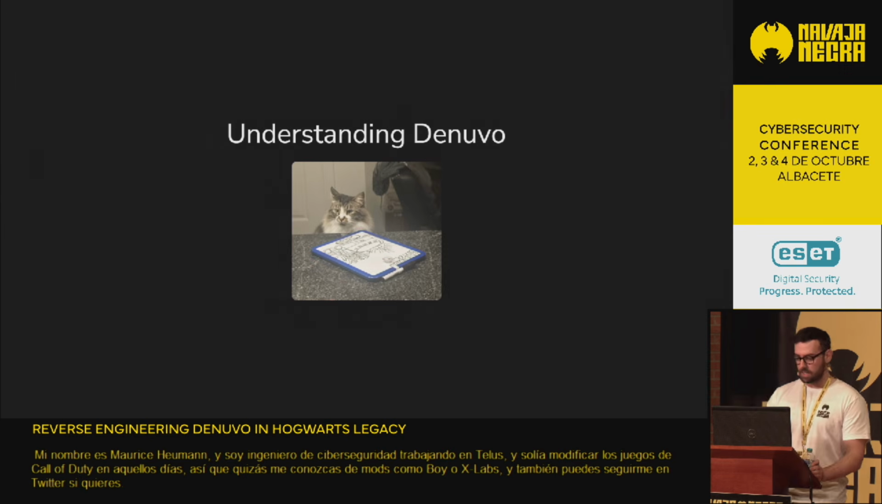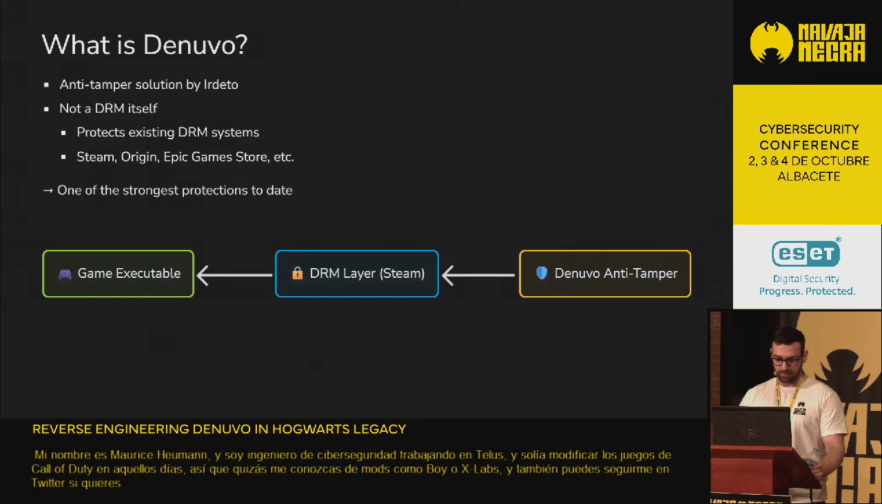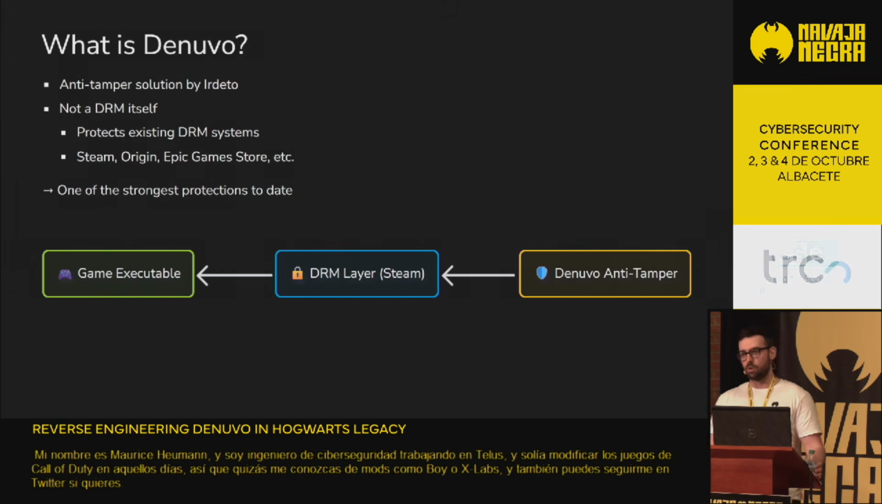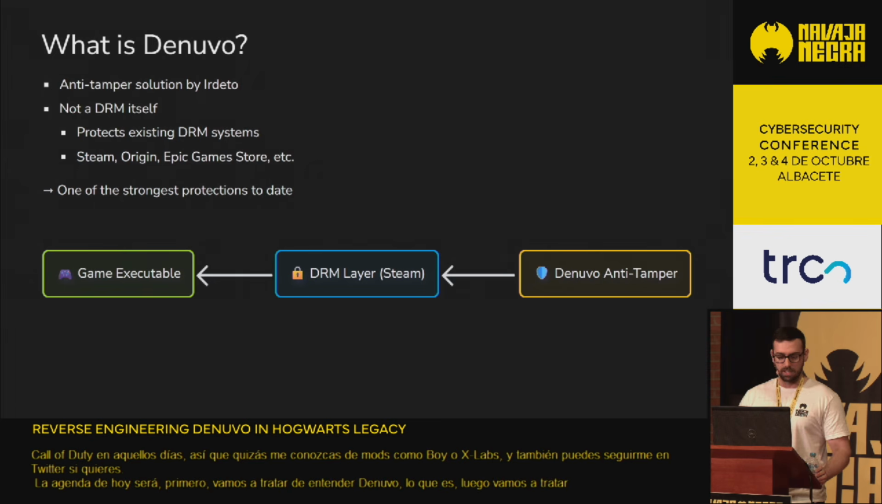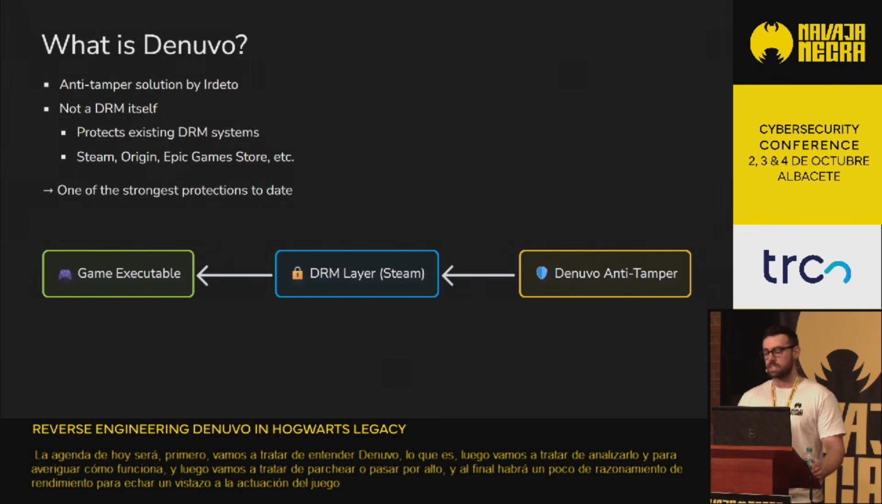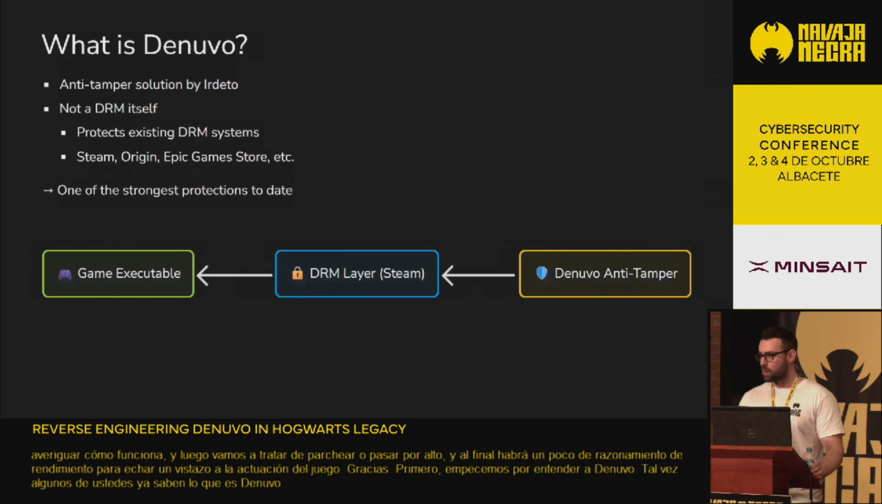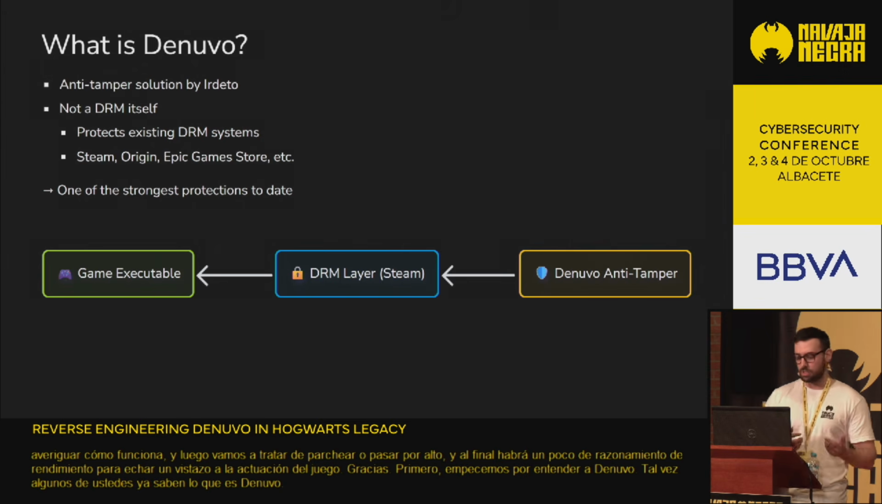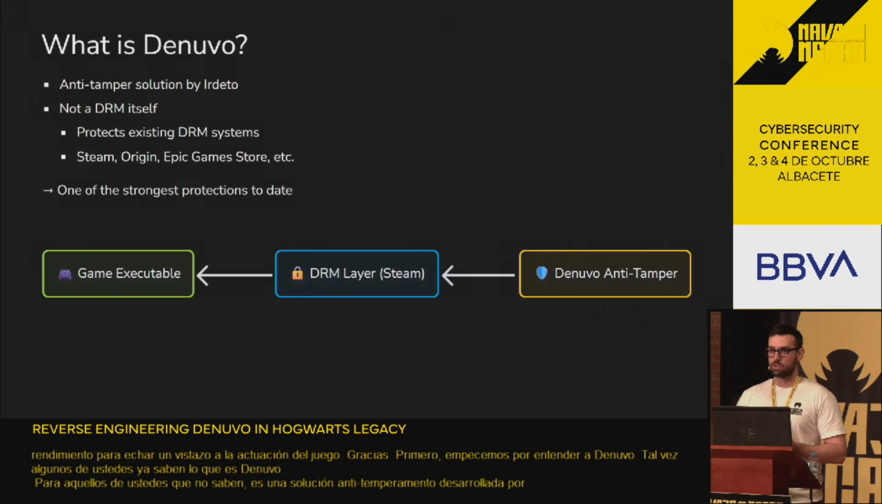So first, let's start by understanding Denuvo. Maybe some of you already know what Denuvo is. For those of you who don't know, it's an anti-tamper solution developed by Denuvo, and the main purpose is essentially to protect games from being copied. For example, Hogwarts Legacy, so that you can't pirate the game. And it's essentially not really a DRM itself, but rather it's a solution that protects existing DRM solutions.